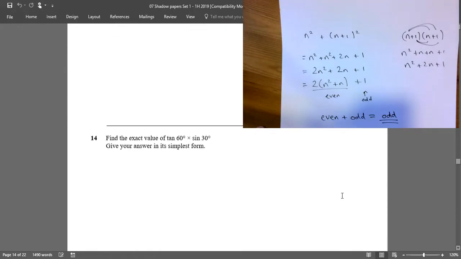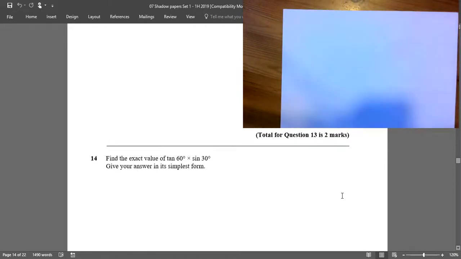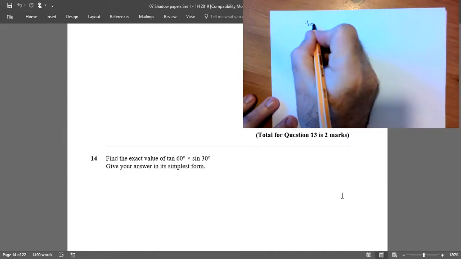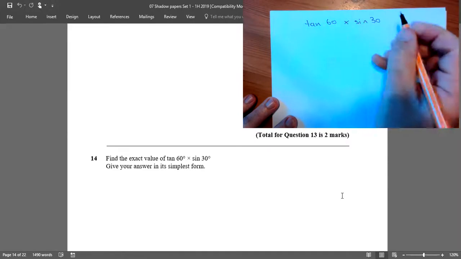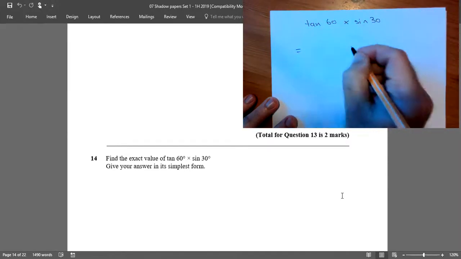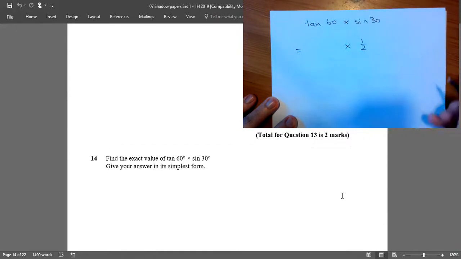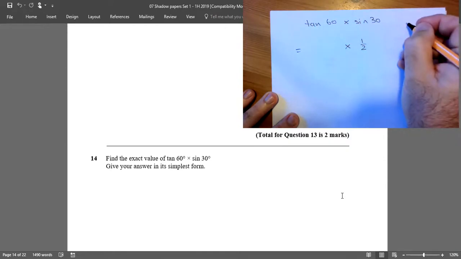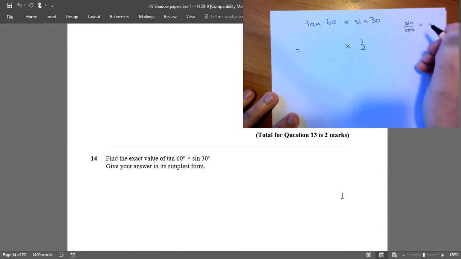So question number 14. Find the exact value of tan 60 multiplied by sine 30. Okay, so sine 30 equals 1/2. Now if we can't remember these, we're going to have to work them out. So tan is sin over cos.